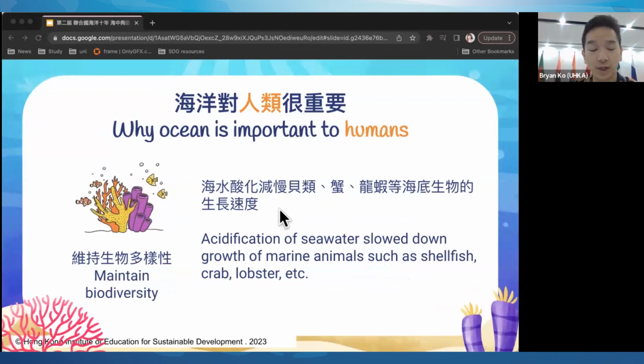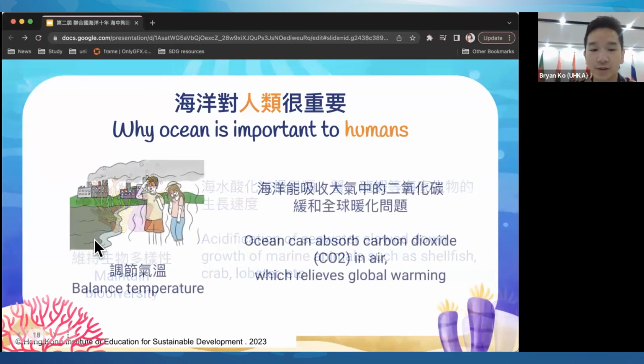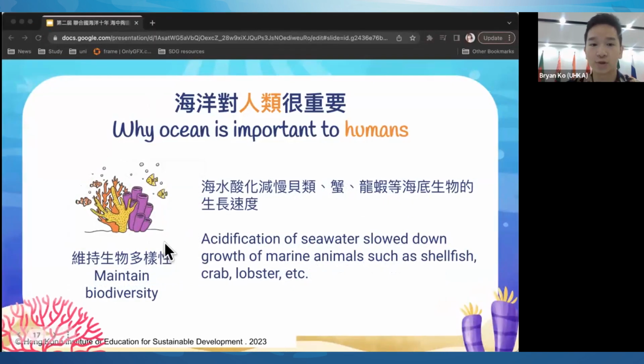So it comes upon us that we have a duty to maintain biodiversity. So what does biodiversity mean? I'm not sure if anyone has tried a game before. There's a huge fish eating up a medium fish, and the medium fish would bite the tiny ones. If we do not have the medium-sized fish, then the tiny fish might overgrow and overpopulate. And for the huge fish, due to the lack of the medium-sized fish, they might go extinct. So it is really important to maintain marine biodiversity. And if there is acidification of seawater, it would slow down the growth of marine wildlife, such as shellfish, crabs, and lobster.